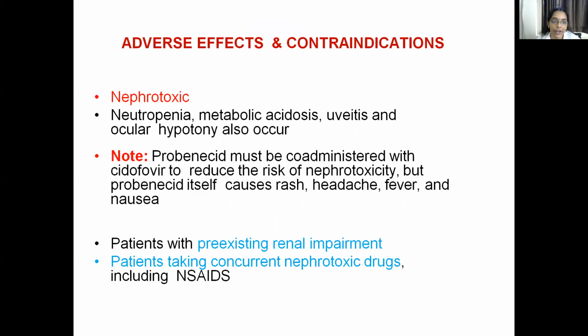Adverse effects and contraindications. The most important adverse effect here is nephrotoxicity. So it is a nephrotoxic drug. Other side effects are neutropenia, metabolic acidosis, uveitis, and ocular hypotony, that is decrease in the intraocular pressure. Because nephrotoxicity is more, you can co-administer it with probenecid and it will decrease the risk of nephrotoxicity for cidofovir. But probenecid itself causes certain side effects like rash, headache, fever, and nausea.